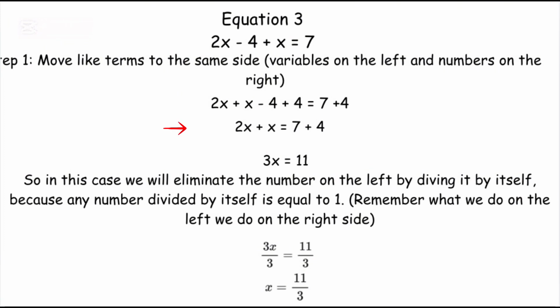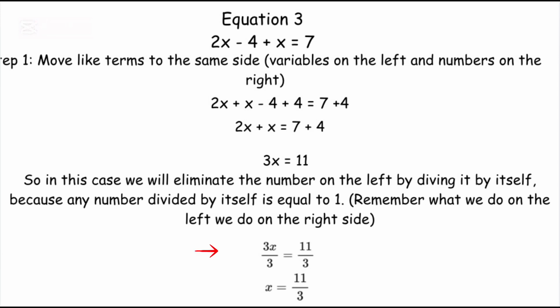So we will be left with 2x plus x equals 7 plus 4. Therefore, 2x plus x equals 3x, and 7 plus 4 equals 11. But now we are not yet done with moving like terms to the same side. In this case, we have to eliminate the 3 and be left with the x on the left hand side, and we will do this by dividing 3 by itself, because that will give us 1. But remember, what you do on the left, you also do on the right. That is why we are going to divide by 3 on both sides.